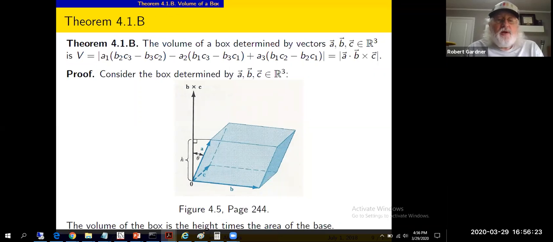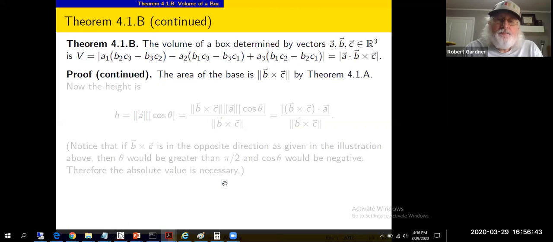Okay, volume of the box is the height times the area of the base. You know how to find the area of the base? Yeah, that's a parallelogram determined by vectors B and C. And we had a way to do that. Actually, it was theorem 4.1.a that told us how to find that area. So we'll dredge that up. All right, the area of the base was, by theorem 4.1.a, the norm of B cross C. Okay, we just need to figure out the height then.